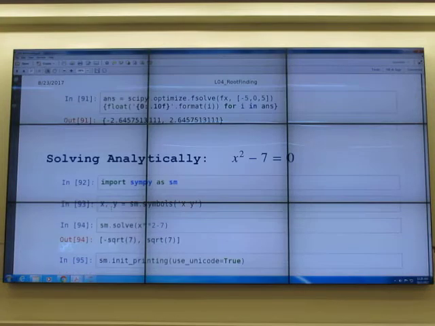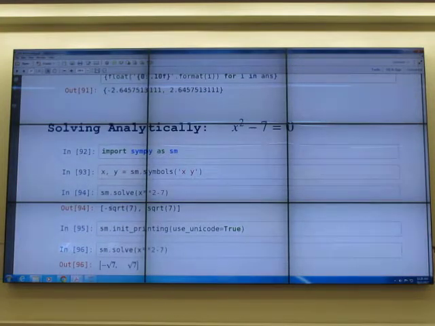Okay, let's do the analytical solution. To do the analytical solution, we import Sympy.